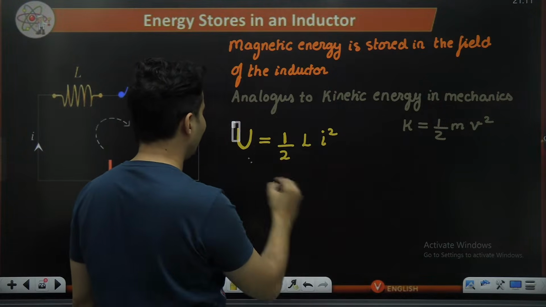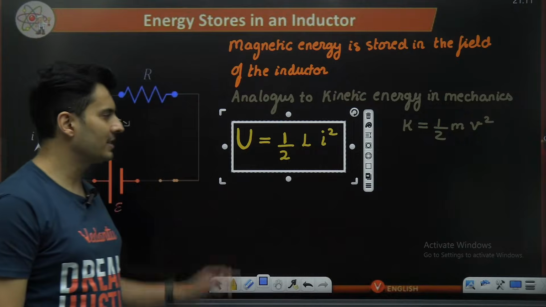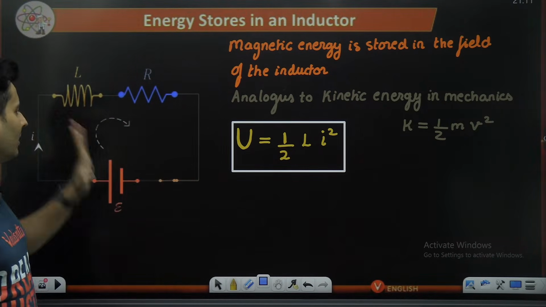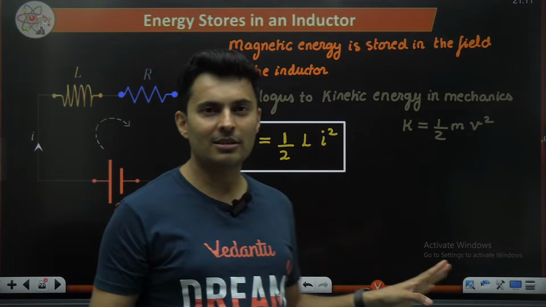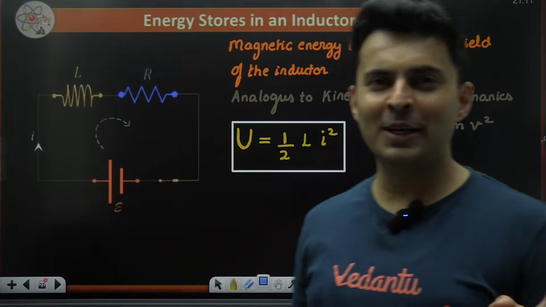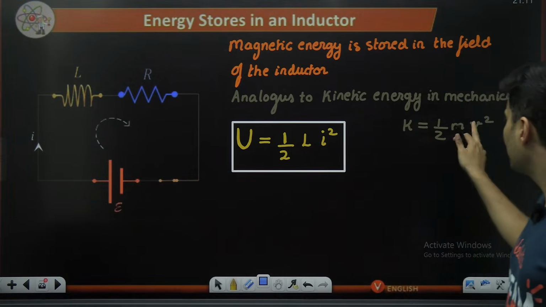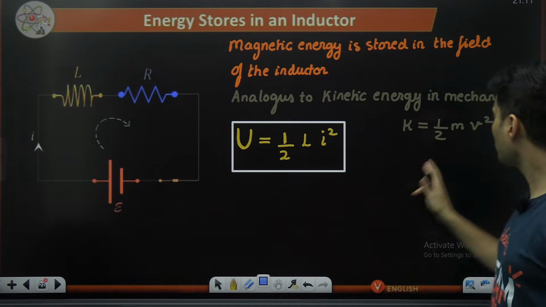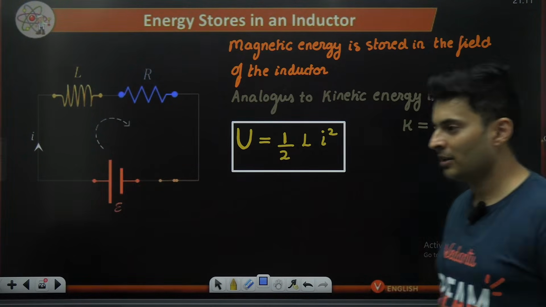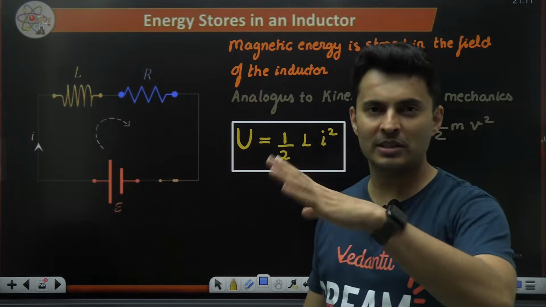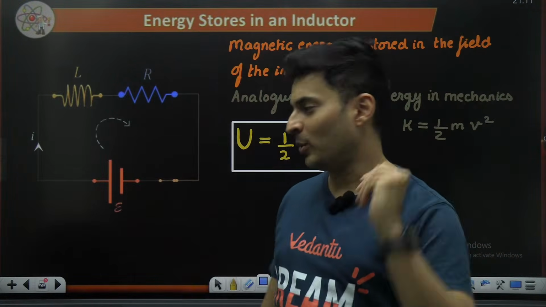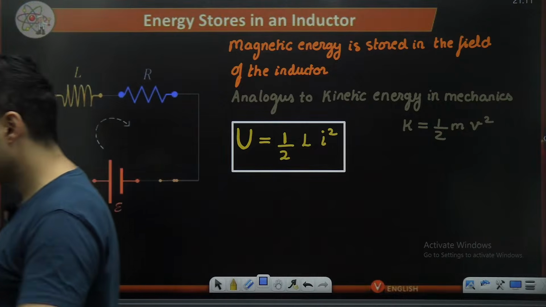So half Li square in joules is the magnetic energy stored in the field of that particular inductor. Very straightforward. Is this absolutely clear? Very analogous. Instead of mass, inertia, inductance is that inertia in electricity. Instead of velocity, you have current. Flow of something, motion of something is velocity in mechanics. Here, flow of something is current. So, current square. Isn't it simple now?